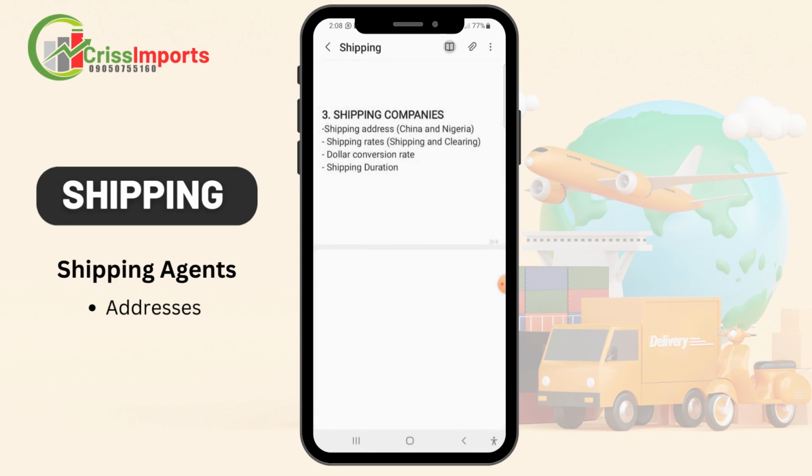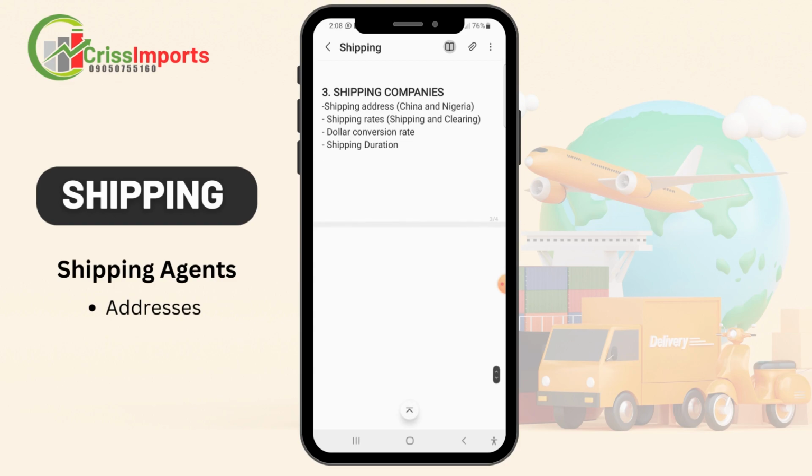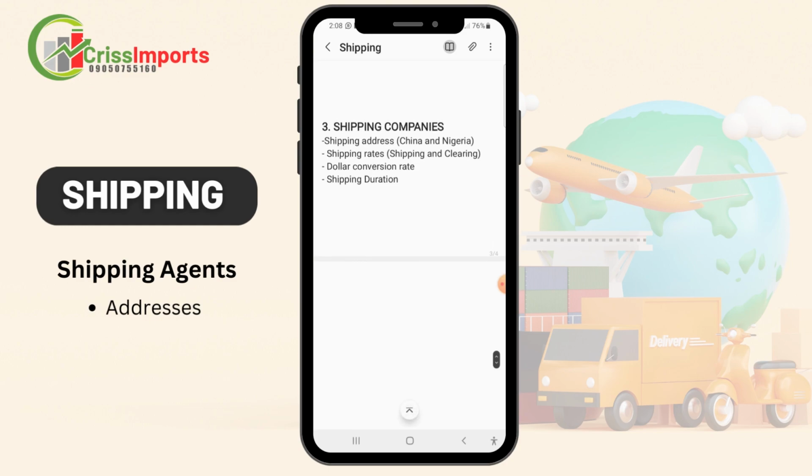So the first thing you want to ask them when you approach a shipping company is their shipping address. They must give you two addresses. The first address is their address in China, because that's the address you're going to be using to buy. Without a Chinese address, you cannot buy anything on 1688. So you need their Chinese address because that's where you'll be sending the goods to.